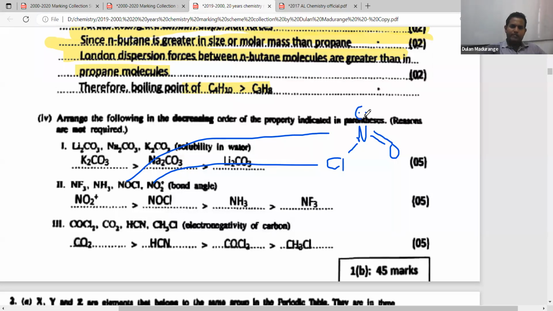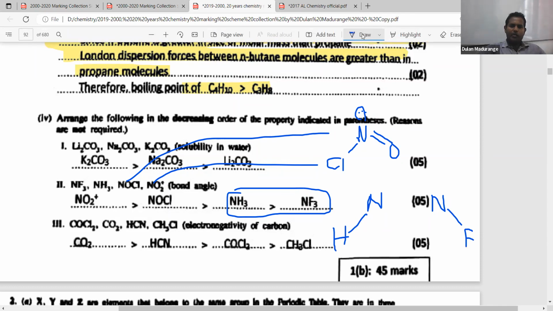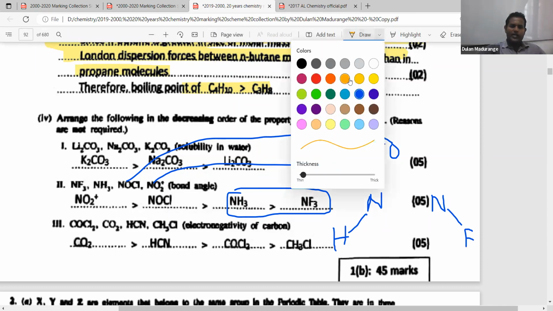This NOCl, it's angular, right? Then NH3 and NF3. So why does NF3 have a lower bond angle than NH3? Because of the repulsions. Both species have the central atom nitrogen, but in NH3 and NF3 the reason is fluorine and hydrogen electronegativity. Since fluorine has high electronegativity, more electrons are attracted towards fluorine's direction.